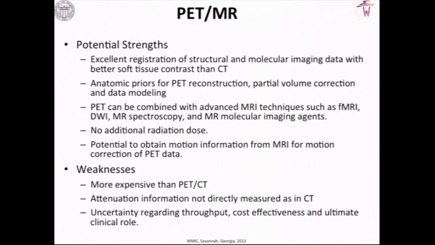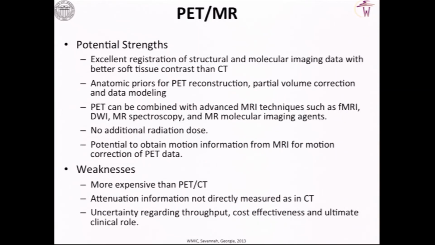And then one of the things that's really kind of cool is that with MR, you can actually do these navigator or tagging sequences to monitor motion of the organs during the PET imaging session. And so you can use it for motion correction of the PET data.